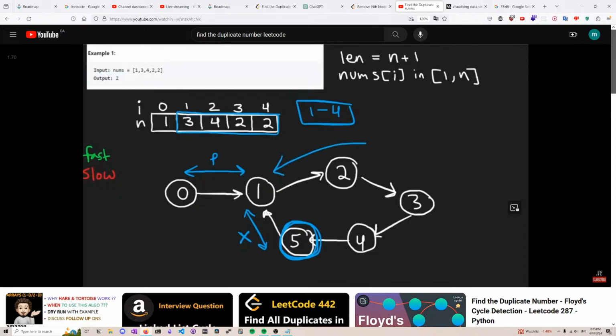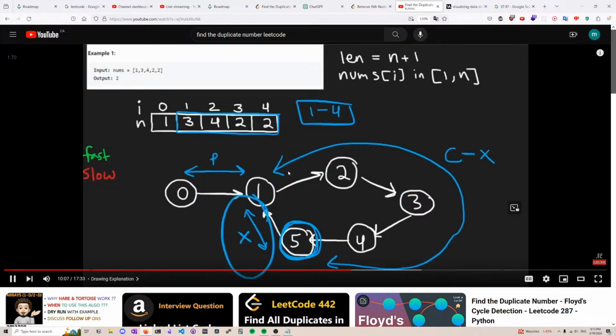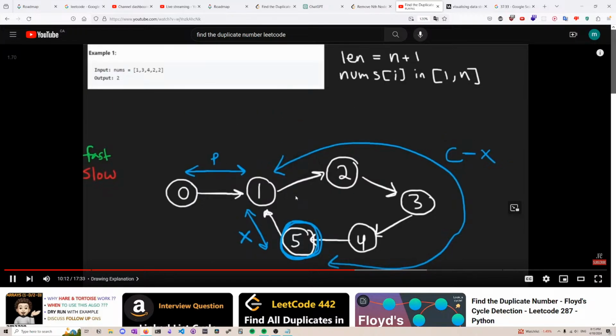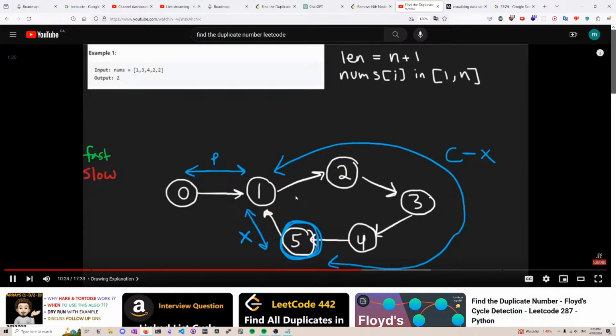And then the remaining portion of the cycle is going to be c, which is the length of the cycle, in this case 5, minus x. Because the total cycle is 5, which is c, and this x portion makes up part of the cycle. That's why this part is c minus x. So we know that the slow pointer is going to start at the beginning, traverse this p portion, and then traverse this c minus x portion, and it's going to land at the intersection point.